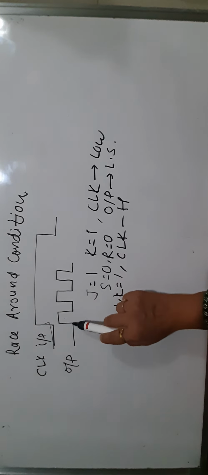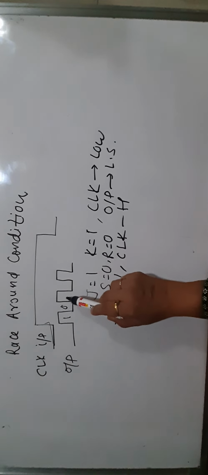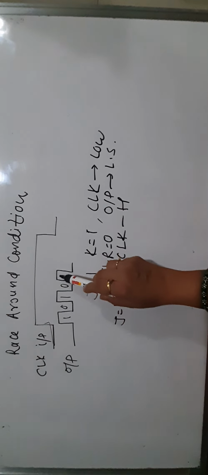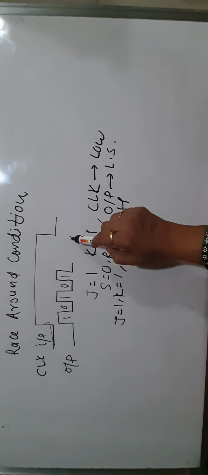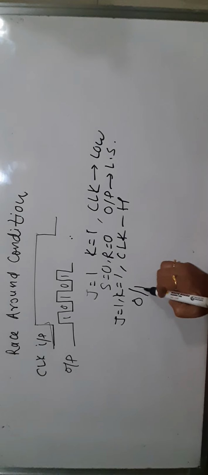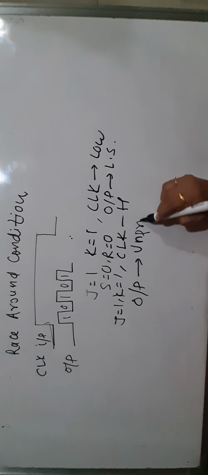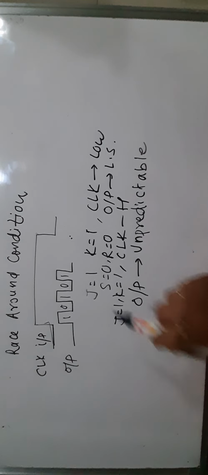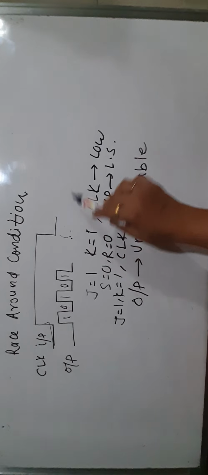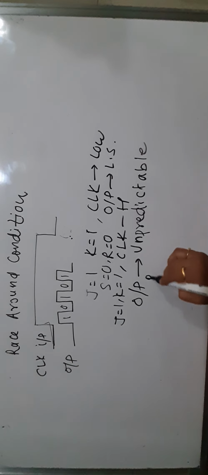If it is 0, it becomes 1, again it becomes 0, then it becomes 1, 0, 1, 0, 1, 0, 1, and at the end of the clock pulse, the output of the flip flop is unpredictable. Means it can be 0, it can be 1. We don't know what will be the output at the end of the clock pulse. So such a condition is known as race around condition.